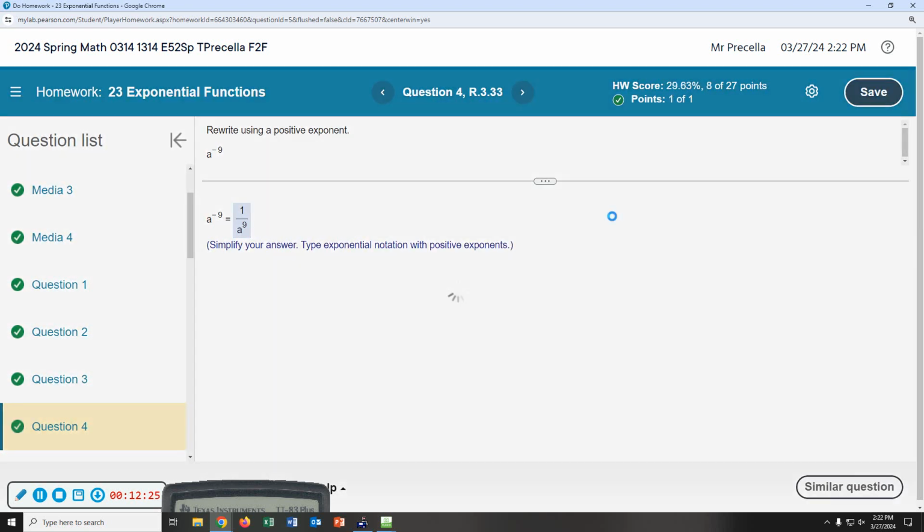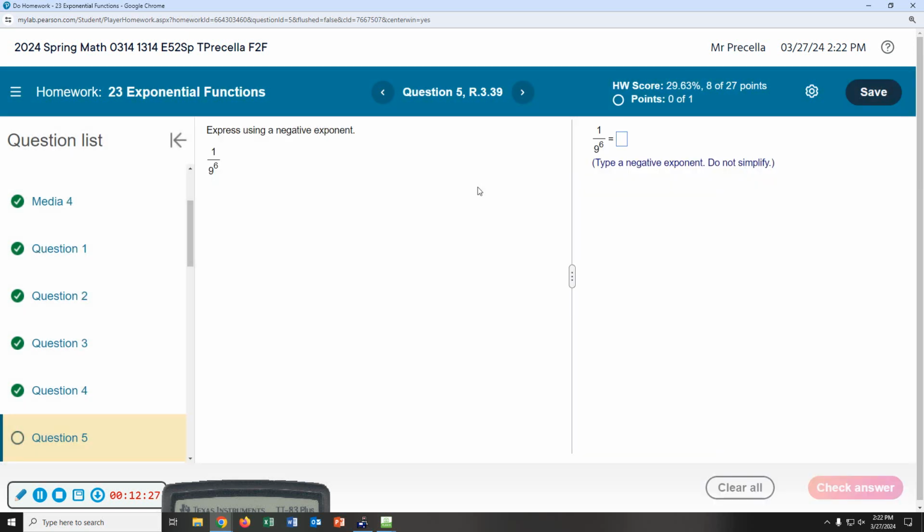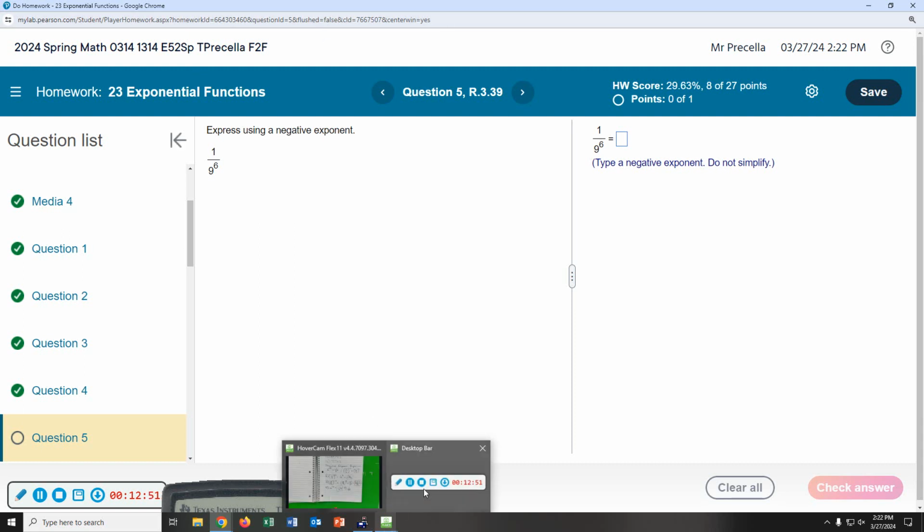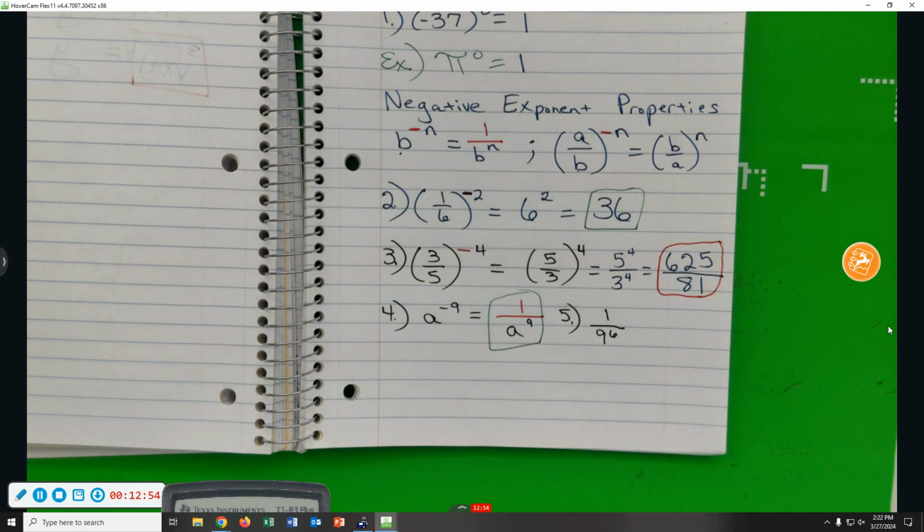Let's just go on to number 5, see what it is. Now the instructions say to express using a negative exponent. They've given us something without a negative exponent. They want us to write it using a negative exponent. This is number 5. I think I have room to do it right here. 1 over 9 to the 6th power. One over 9 to the 6th.